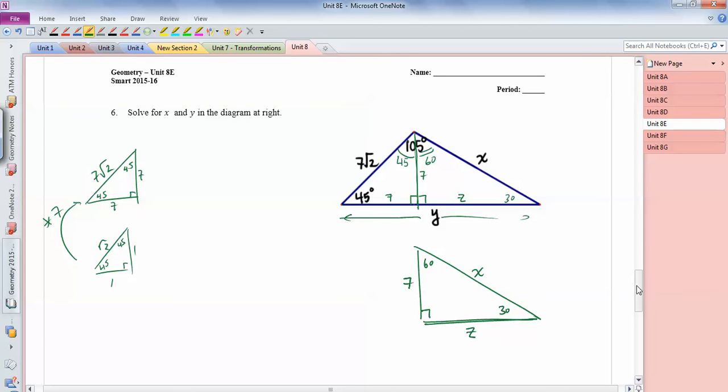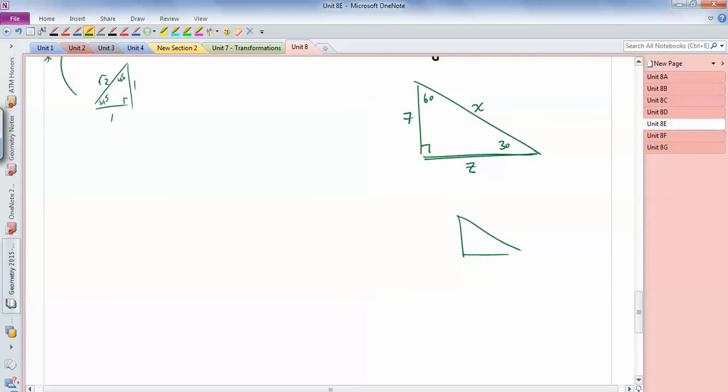And if we draw a basic 30, 60, 90, remember it's 1, root 3, and 2. 1's the short side, root 3 is the medium side, 2 is the long side. So you might be able to tell, to get from my basic triangle to this triangle, I also use a scale factor of 7. So x is 2 times 7, which is going to be 14. And z is root 3 times 7, which is going to be 7 root 3.